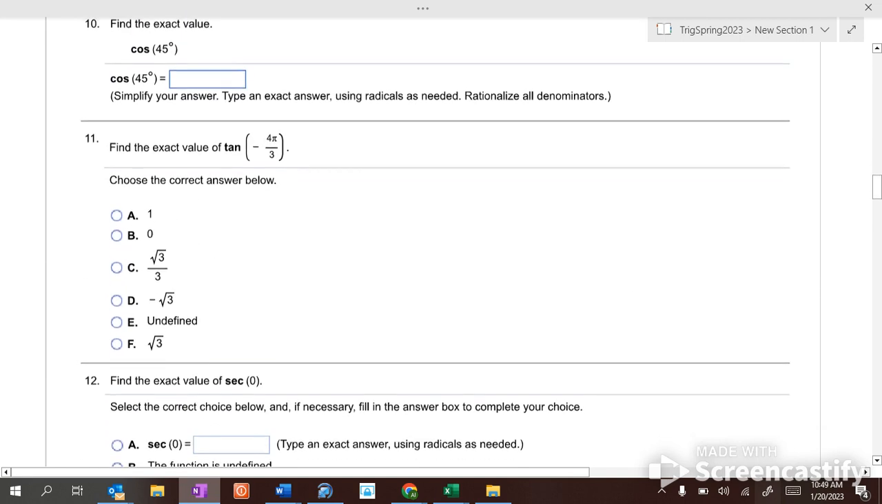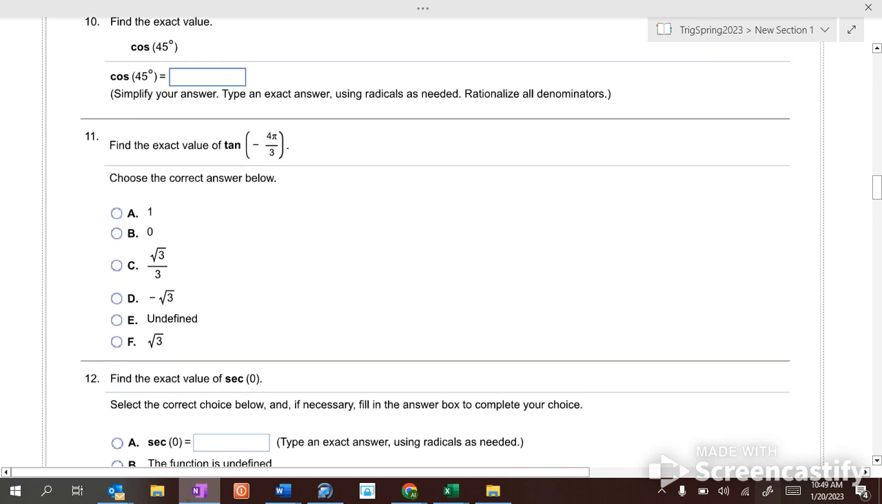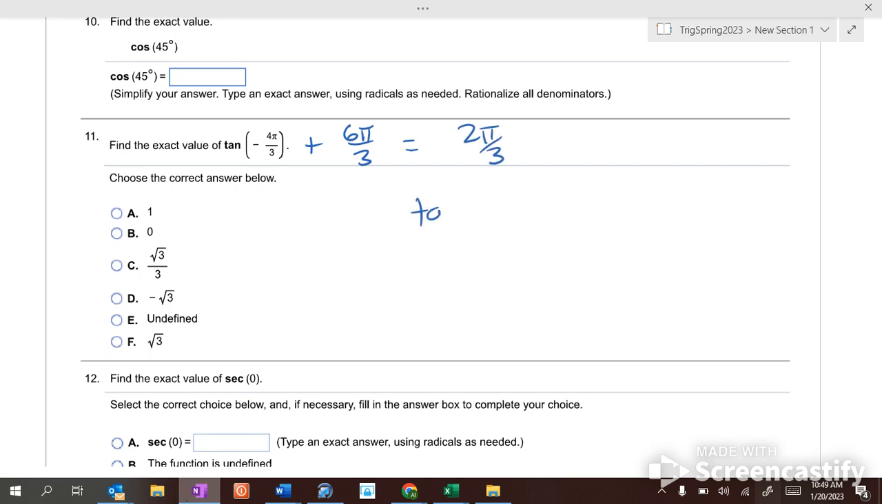Let's do this one. The tangent of negative 4 pi over 3. Well, it's a negative, so we have to use coterminal angles to make it positive. So what over 3 is 2 pi? 6 pi over 3. Negative 4 pi over 3 plus 6 pi over 3 is 2 pi over 3. What's the tangent of 2 pi over 3?